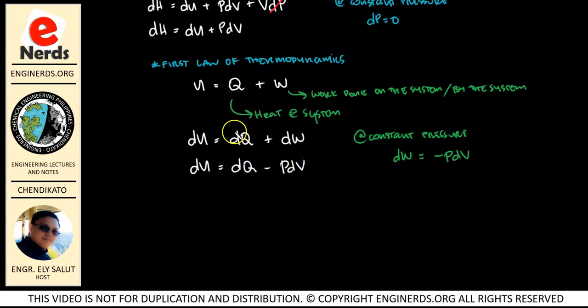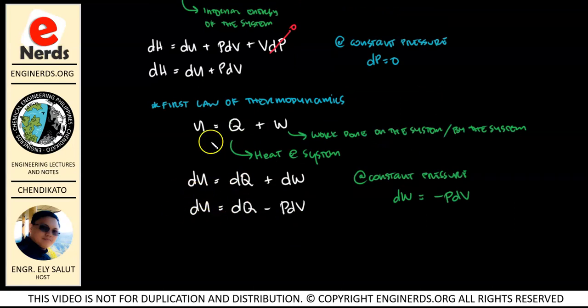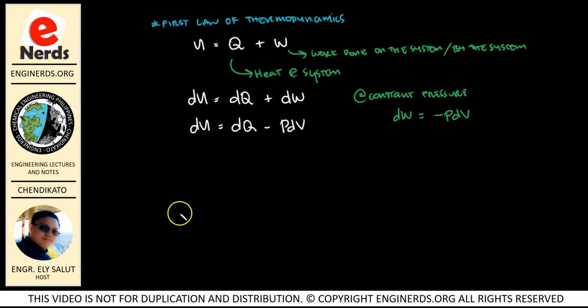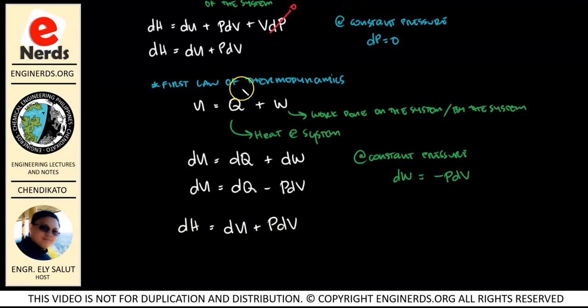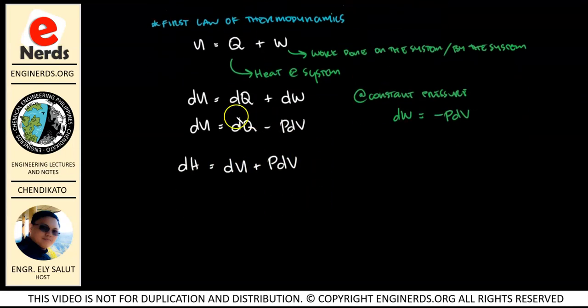Alright, so now we're going to substitute again itong value ng dU dito sa ating equation na nasa itaas. So, let us write that here sa ibaba. So, we have dH is equal to dU plus PdV, no? Ito yon, sinulat lang natin uli sa ibaba. Okay? Now, we're going to substitute itong value ng dU, which is dQ minus PdV. Okay? So, we have dH is equal to dU, which is dQ minus PdV, then we have plus PdV dito, no? So we have minus PdV and plus PdV, so this will be equal to 0.